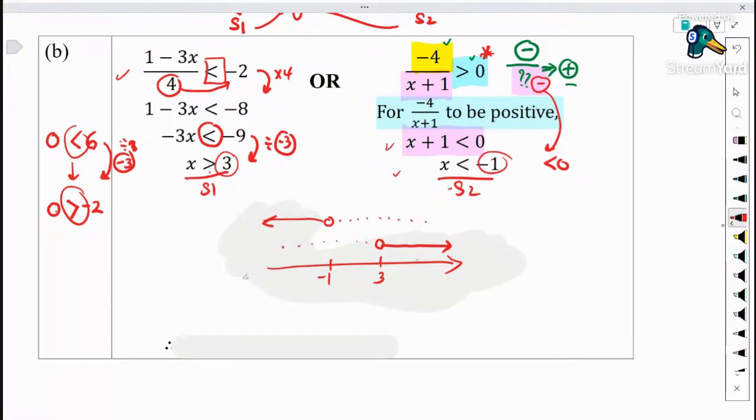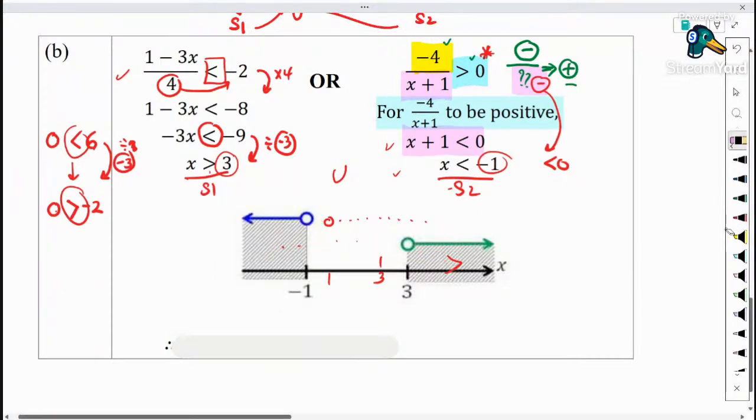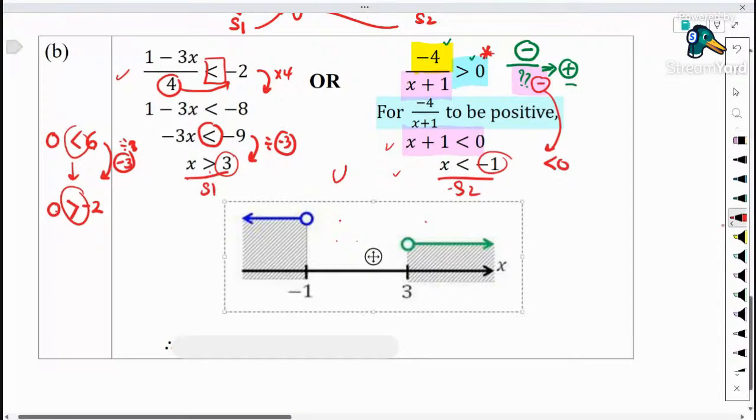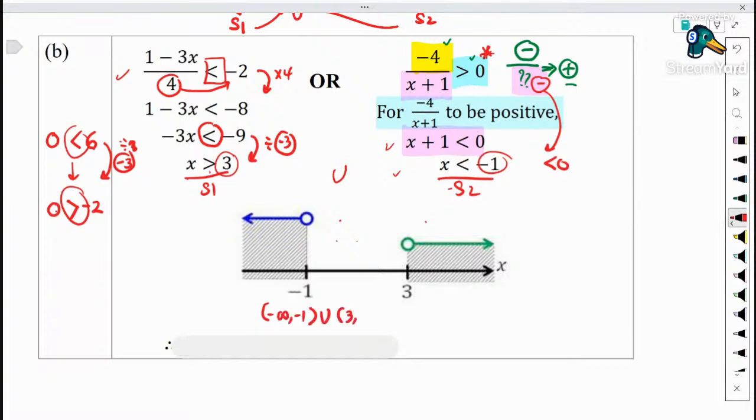And then now we want the case of union. So whichever regions on this diagram here is covered by the arrow, that will be our answer. The better diagram will be the one that I show here. So the answer will refer to the region that I have shaded. So therefore, your answer will be negative infinity to negative 1, open bracket, union, 3 to infinity.